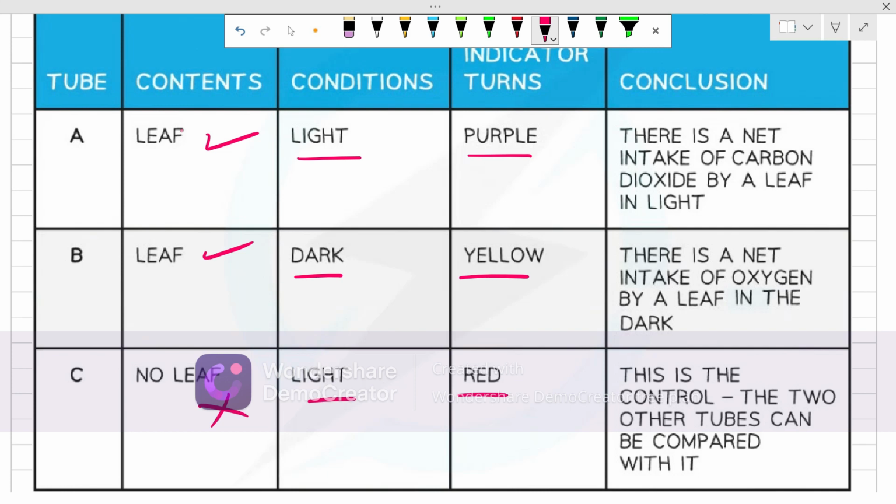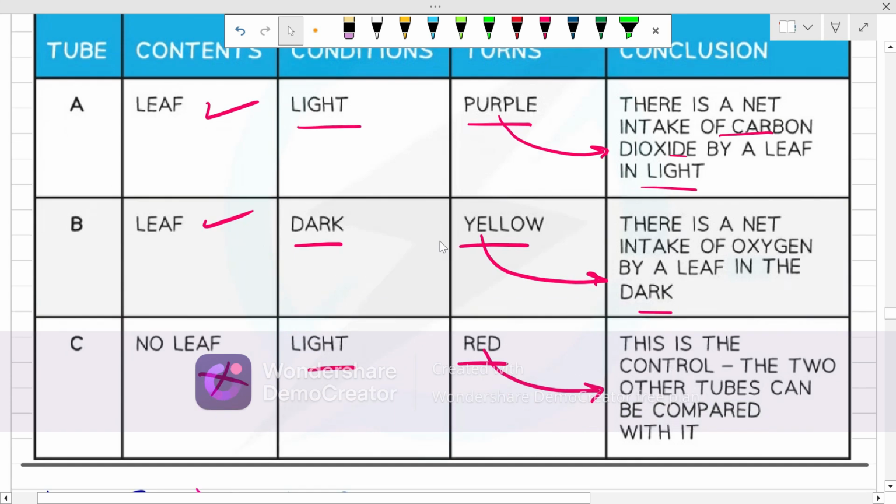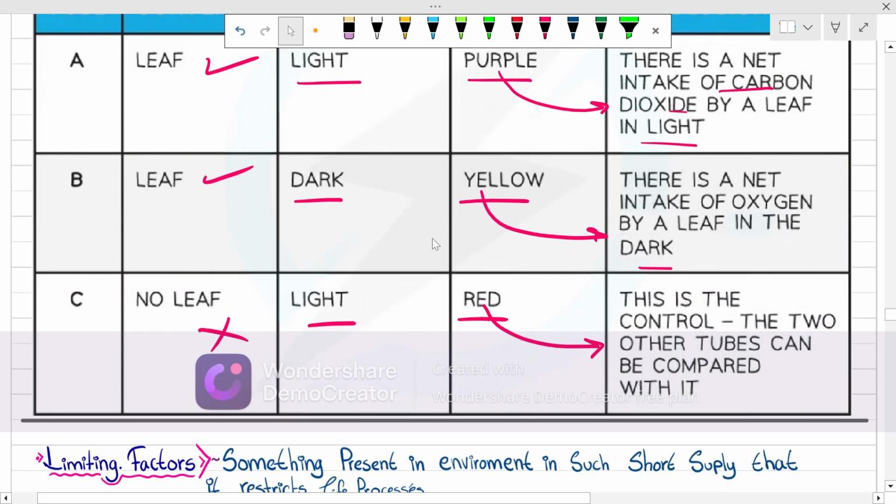The conclusion of each color. Purple tells us that there was a net intake of carbon dioxide by the leaf in the light. Yellow tells us that there was a net intake of oxygen by the leaf in the dark. And red tells us that it was the control. Net intake of oxygen was equal to the net output of carbon dioxide and vice versa.